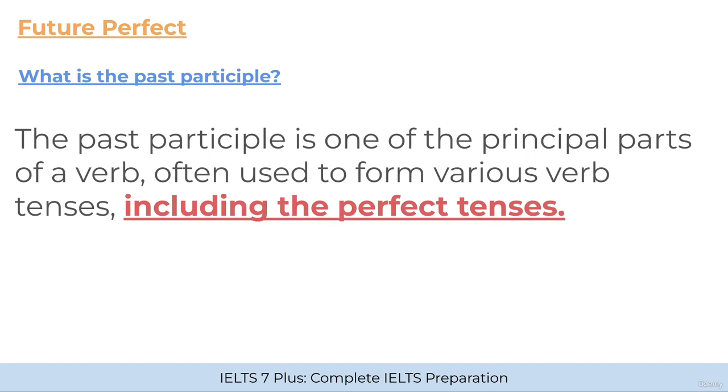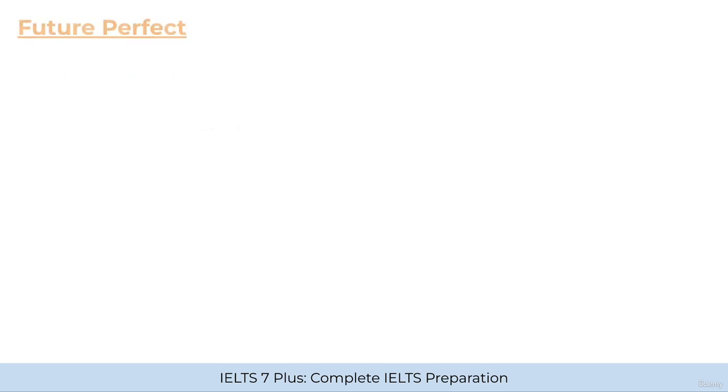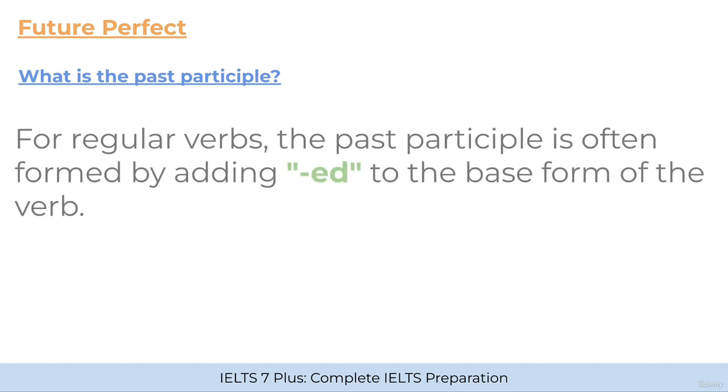Okay, so what is the past participle then? Well, it's a form of the verb and it's used in various verb tenses as well, including the perfect tenses. So you might have seen this come up with the present perfect or past perfect, for example. And how do we form this? Well, the main thing to know is that for regular verbs, we add our ed.